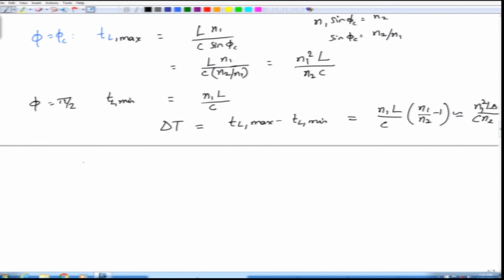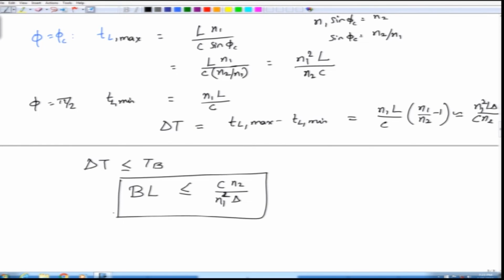Okay. To avoid this dispersion problem, the pulse broadening problem which limits your bit rate, this delta t has to be less than TB, right. So, this has to be less than or equal to TB in order to avoid one pulse crossing over to the other pulse. So, you can substitute for TB as 1 by B, multiply by L and rearrange the equation so that you get BL is less than or equal to Cn2 by n1 square into delta. This product on the left hand side is called the BL product.